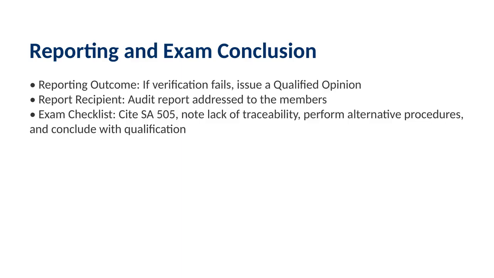Finally, if the auditor still cannot verify the balance after these procedures, the final step is the reporting. The auditor should include this matter by way of a qualification in the audit report addressed to the members. To summarize for your exam, identify SA 505, highlight the lack of traceability, suggest alternative audit procedures over management representations, and conclude with a qualified opinion. Keep this structure, and you will nail this question.